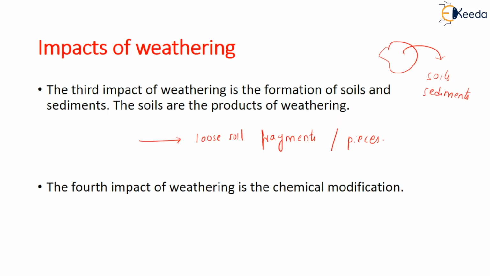What is the fourth impact? It is nothing but the chemical modification. The parent rock not only differs in physical but also the chemical composition is changed. Here, it releases several chemical compounds from the parent rocks and leaves them to support the biological processes.